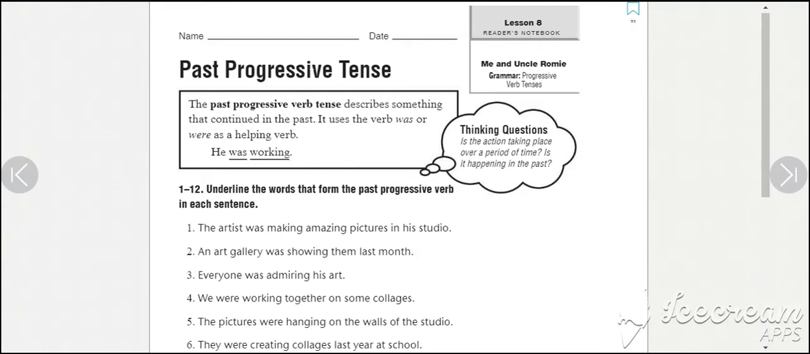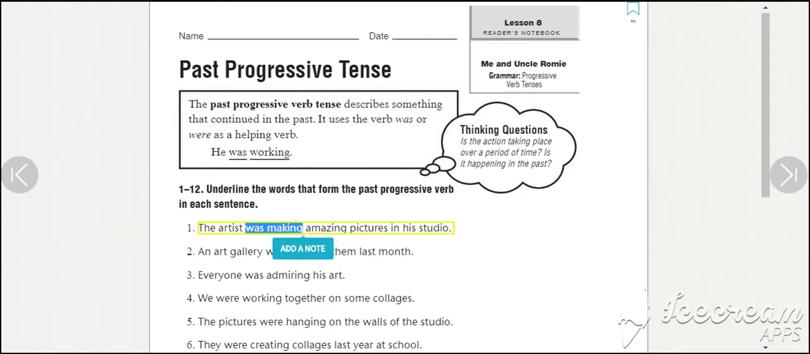All right? Here I have an example. Like number 1, the artist was making amazing pictures in his studio. So what did the artist do? I said, don't forget to ask yourself this question. What did the artist do? What did the subject do? So you can figure out the verb. So he was making. So was making here is the past progressive form.